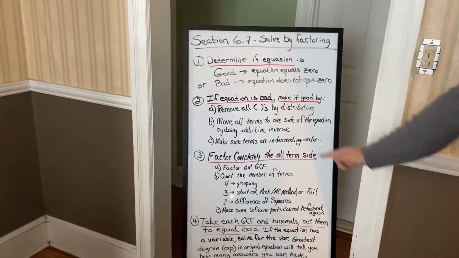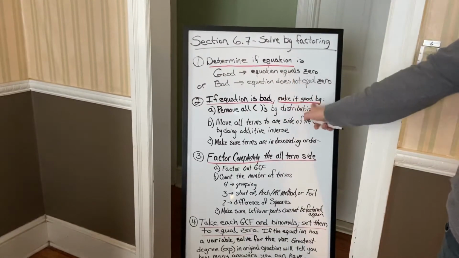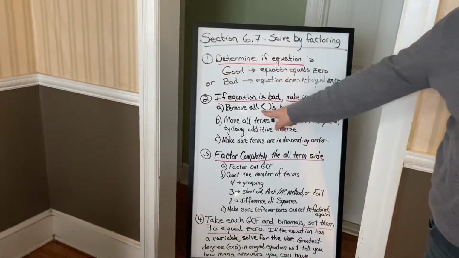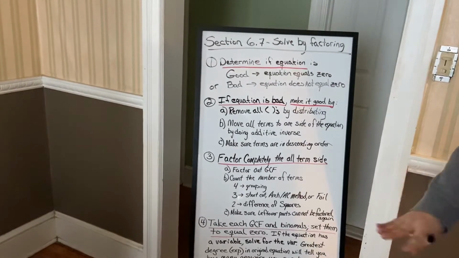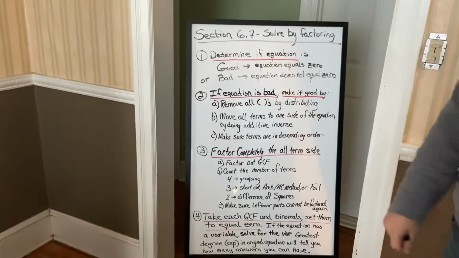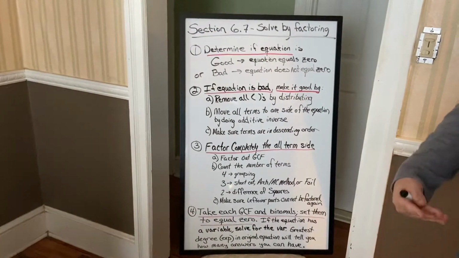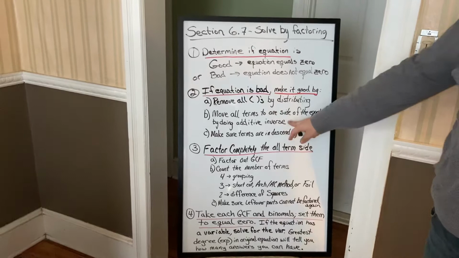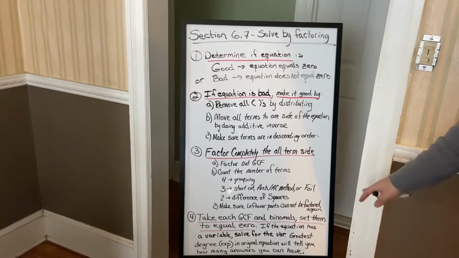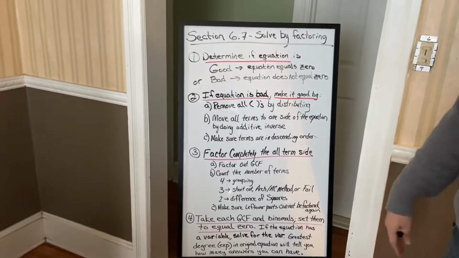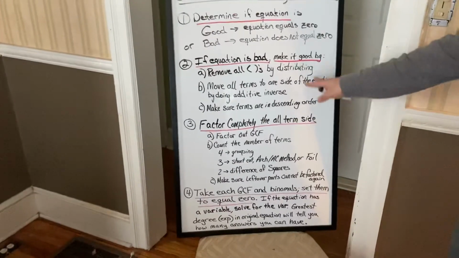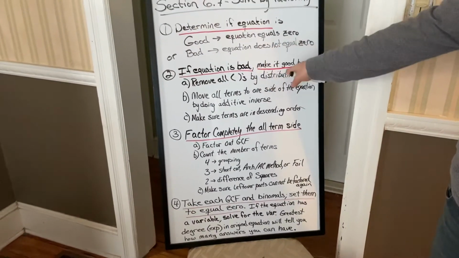The reason why is because if it's bad, we need to make it into a good equation. Now, the question is how you do that. A, if there's any parentheses, you got to remove them by distributing. Then you have to make sure all terms are moved to one side. We do the additive inverse, the opposite sign, to move everything so the side does equal 0. And then you want to make sure that all your terms are in descending order to help us do factoring. So that's how you take anything bad and make it good.